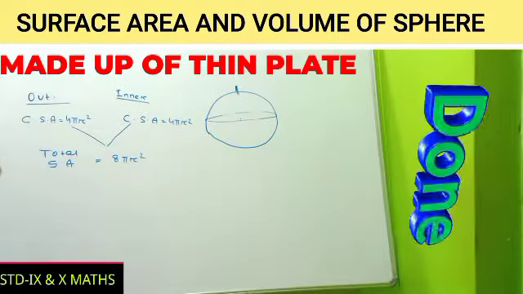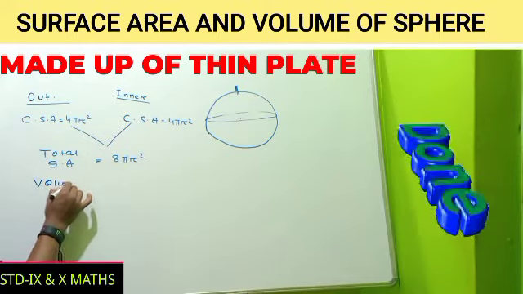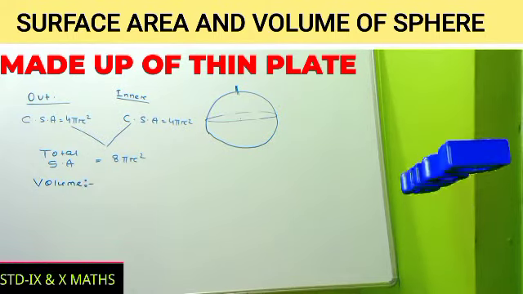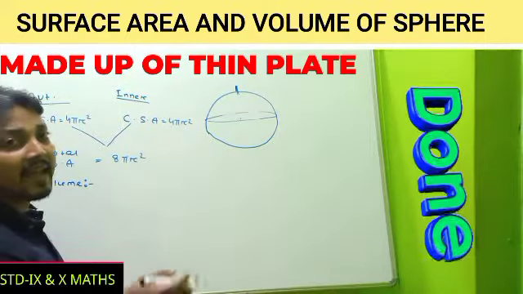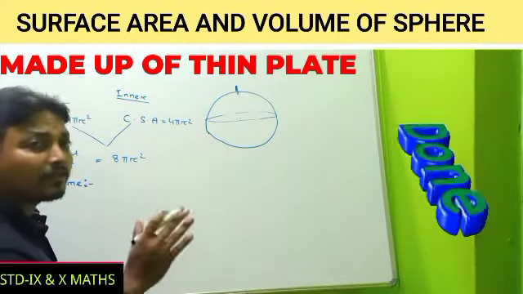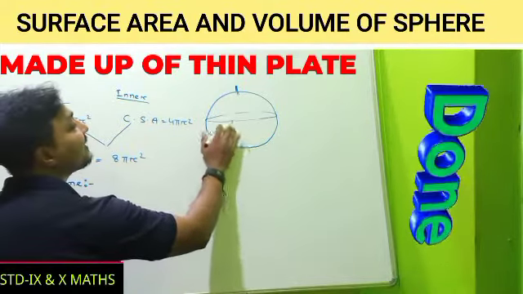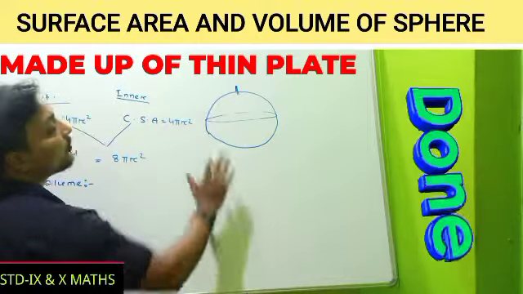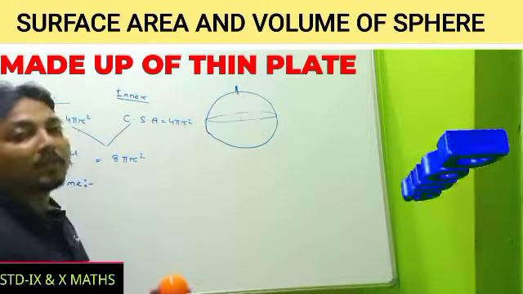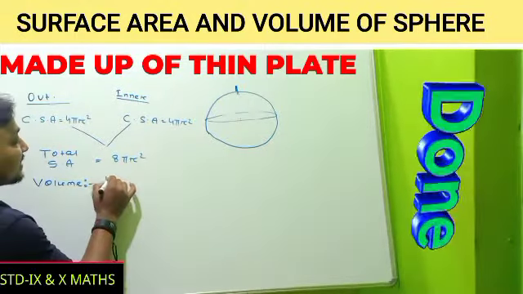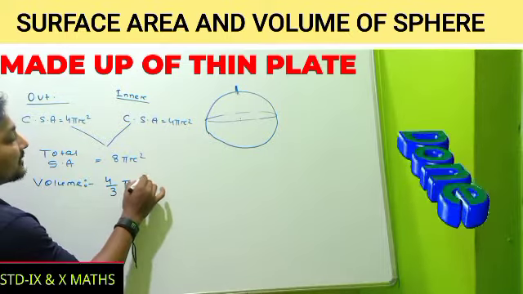And here the volume is, previously it was completely filled with that material, no space was there in that solid. That one was our solid, but this one is empty inside here. This is the vacant space. So the volume of this space, the volume of this region, is also the same as the previous one, 4 by 3 pi r cube.